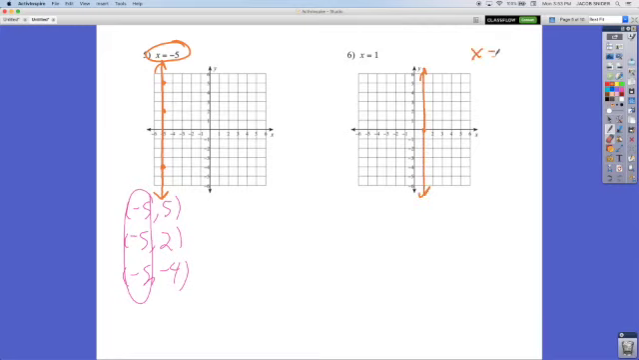What would this line look like? X equals 4. Okay, x equals 4. Right there. X equals -2. Right there. Okay? X lines are straight up and down. They have an undefined slope. Undefined. Remember that word?